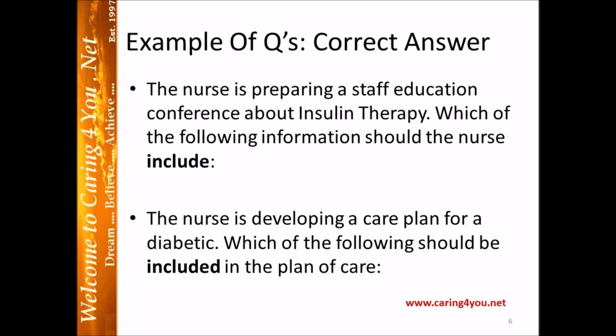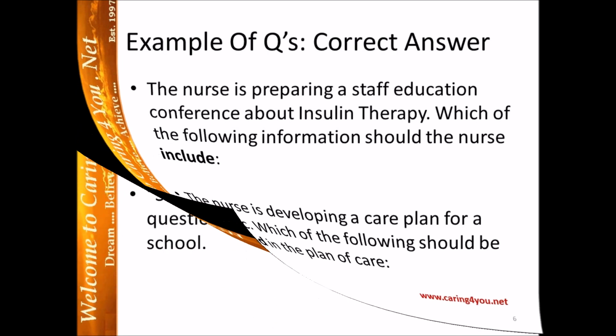The word include can also be used in this type of question. The nurse is developing a care plan for a diabetic. Which of the following should be included in the care plan? So this word makes us understand that we're picking a priority answer that is a correct answer. All right?